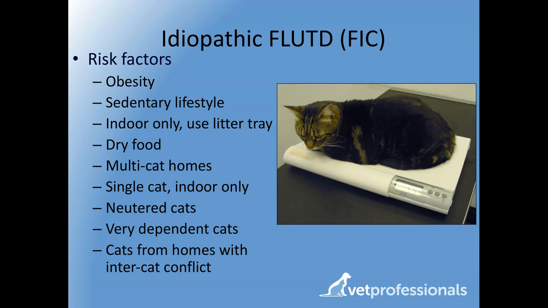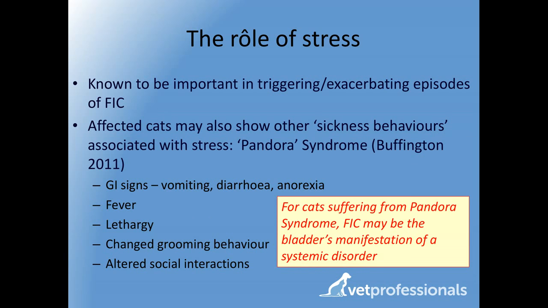households where stress between different cats can be an issue that's thought to exacerbate or predispose to this condition. But also we have single cats, perhaps indoor only, where perhaps environmental enrichment and other stresses may be present. Affected cats do tend to be neutered, and inter-cat conflict within the house and also between different households for those cats that go outside have also been cited as factors. And as I've already mentioned, stress is more and more becoming something that we're aware is a very important factor in both triggering and exacerbating episodes of this condition.